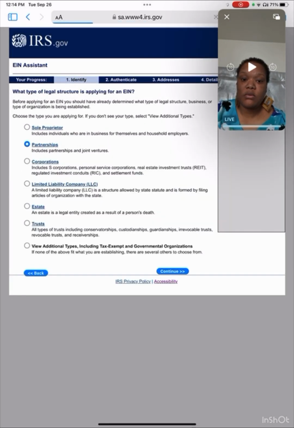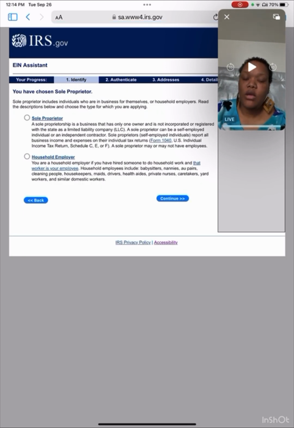So I'm going to go back and change it to sole proprietor and show you what it says. A sole proprietor is a business that has one owner and it is not incorporated or registered with the state as a limited liability company. A sole proprietor can be a self-employed individual or an independent contractor. Sole proprietors report all of their business income and expenses on their individual tax returns, and then it gives you the form that you would use. Household employer: you are a household employer if you have hired someone to do work. Basically, another form of being an independent contractor.